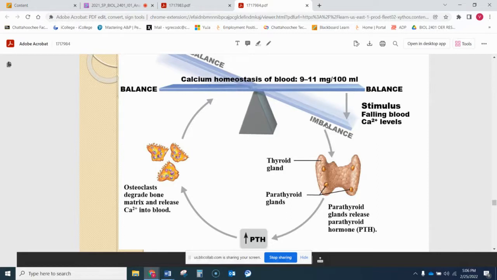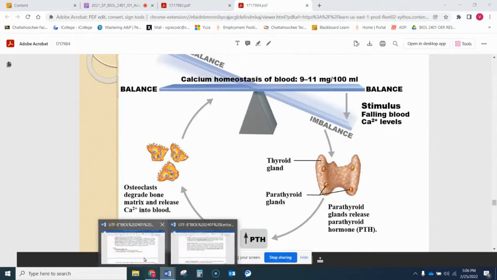So this is a nice negative feedback cycle here. Just to generalize it, blood calcium levels drop, parathyroid hormone is released, that activates the osteoclasts to take calcium from the bone and put it into the blood. And that's a good summary.